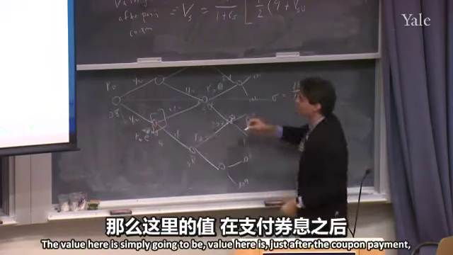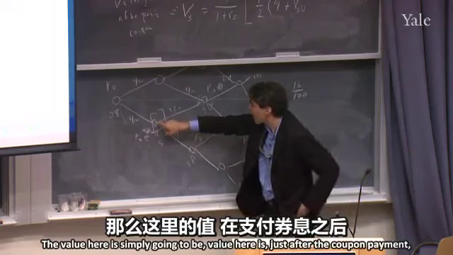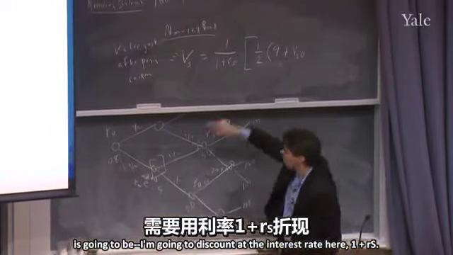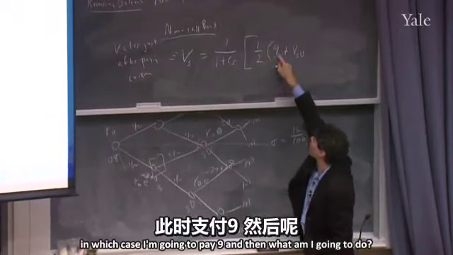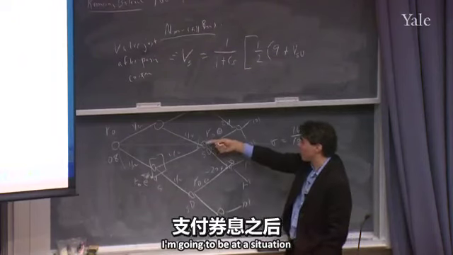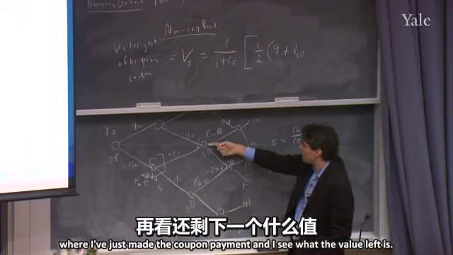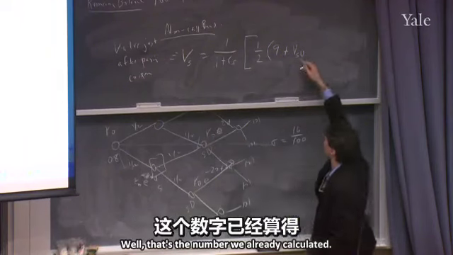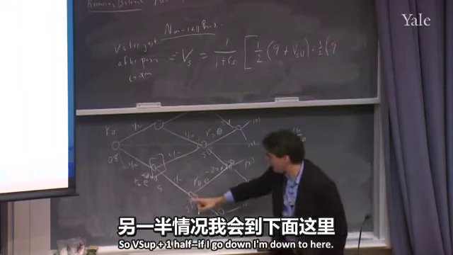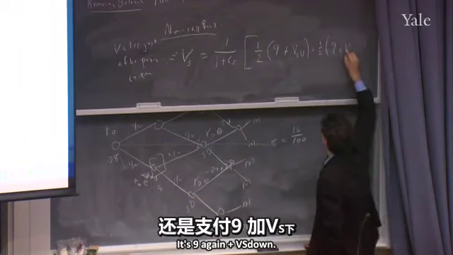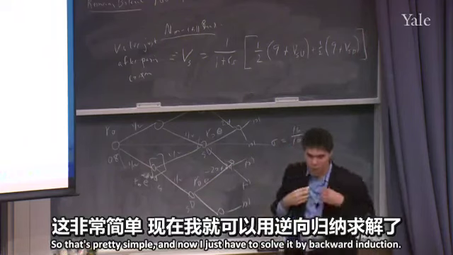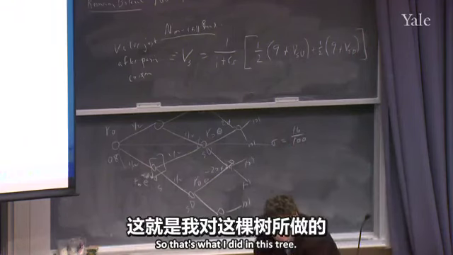The value here, just after the coupon payment, is going to be: I'm going to discount at the interest rate here, 1 plus RS. Half the time I'm going to have to go up here, in which case I'm going to pay 9. And then what am I going to do? I'm going to be at a situation where I've just made the coupon payment, and I see what the value left is. Well, that's the number we already calculated. So VS up plus 1/2. If I go down, I'm down to here. It's 9 again plus VS down. So I mean, that's pretty simple. Okay, and now I just have to solve it by backward induction. So that's what I did in this tree.